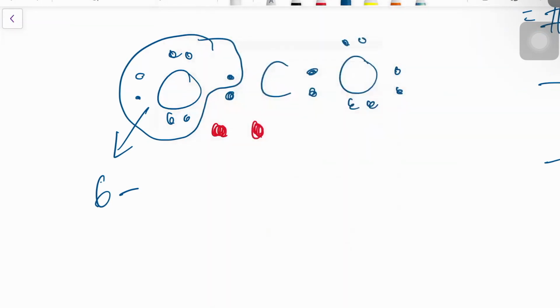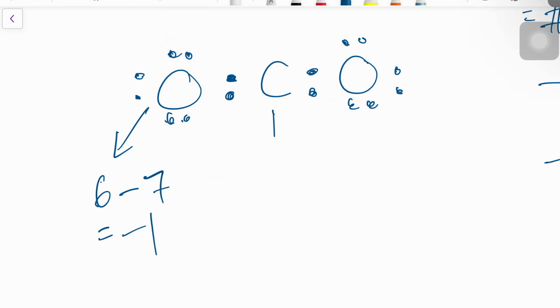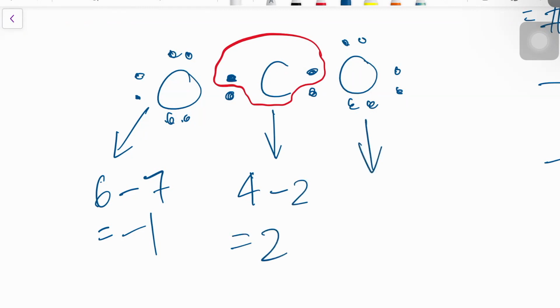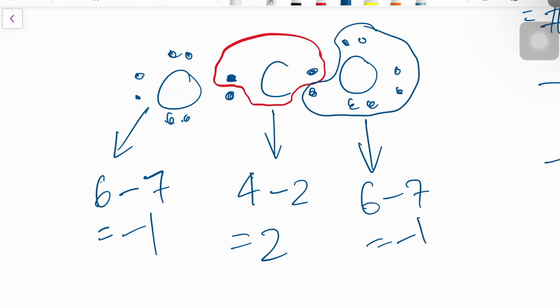So then draw that circle and then just count how many dots there are. 1, 2, 3, 4, 5, 6, and 7. So 6 minus 7 will give me -1. And then similarly, if I do the same thing for carbon, carbon has a valence electron of 4, because I looked at the periodic table when we did the electron count earlier. When I draw this out, it'll be like this, because remember, when it's between two atoms, one of them goes to the other, one of them goes to me. So that's 4 minus 2 gives me 2. And then similarly, this one here is going to be 6 minus 7 gives me -1.